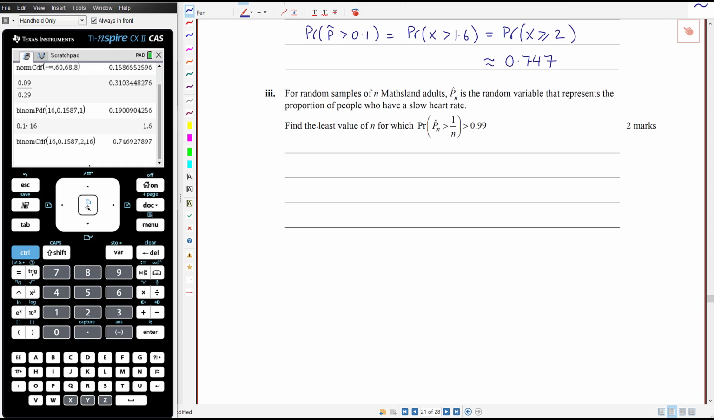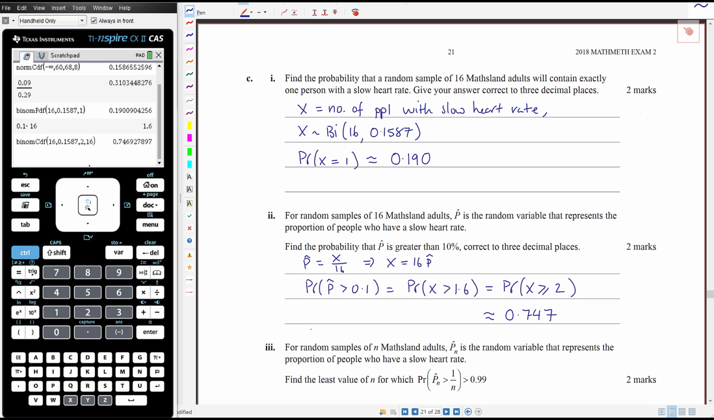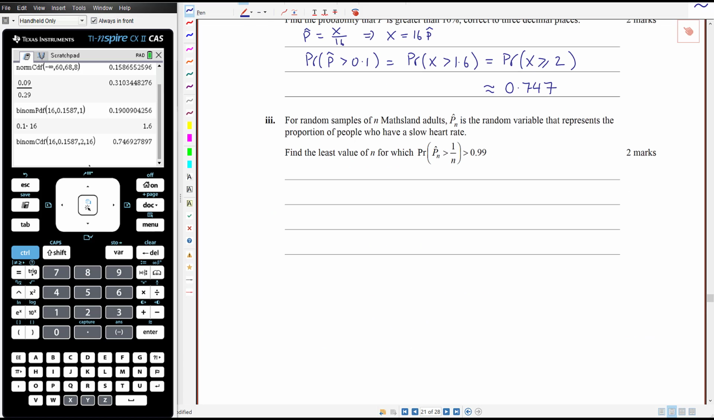For random samples of n Mathsland adults, p hat n is the random variable that represents the proportion of people who have a slow heart rate. Find the least value of n for which the probability of p hat n being bigger than 1 on n is bigger than 0.99. So I'm going to keep using my X variable. It's still the number of people with a slow heart rate, but now X is a binomial variable where n is unknown. We don't know how big our sample should be. And p is still 0.1587.